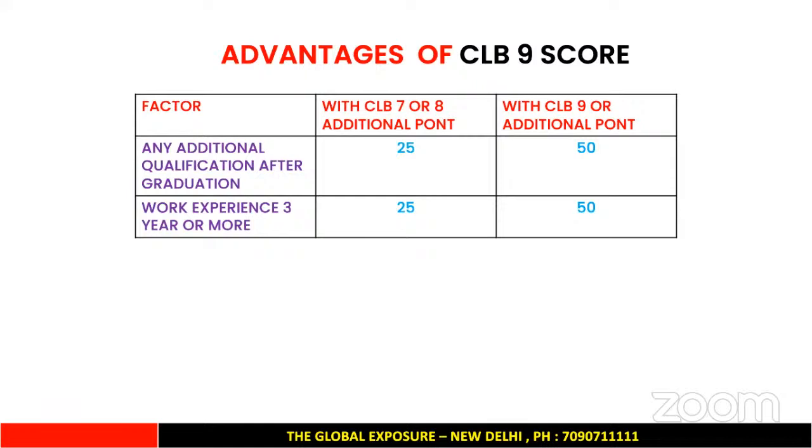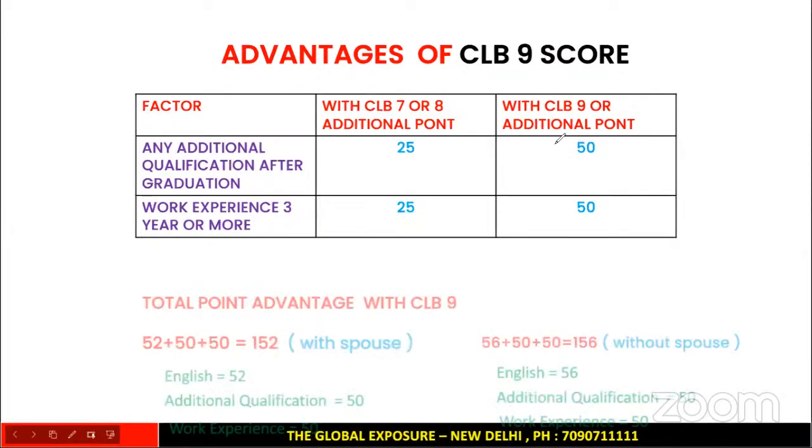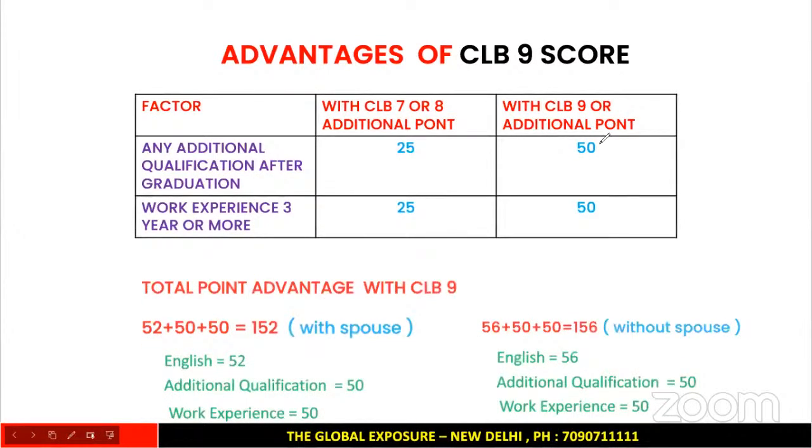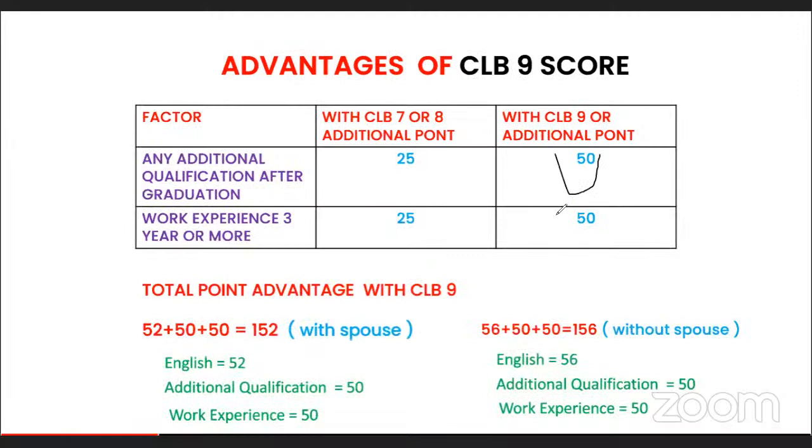And the other factor is your work experience, which should be more than 3 years, right? Suppose you managed to score CLB 9, and then you have your additional qualification, which can be your 1 year PG diploma or your master's degree as well. So you will directly get a hike of 50 complete points, right? But when we talk about the other thing, your work experience, which should be more than 3 years, you will again get a hike of 50 points.